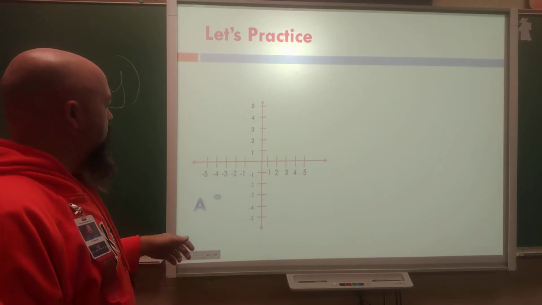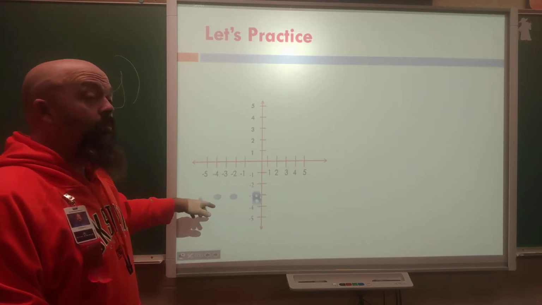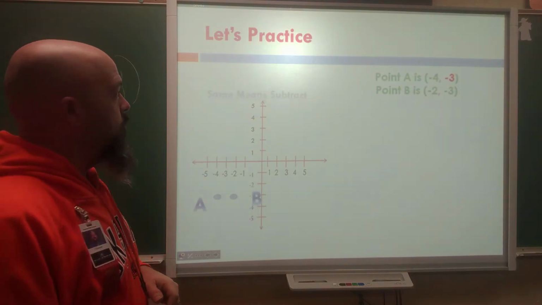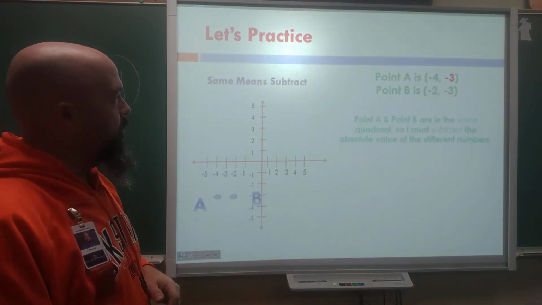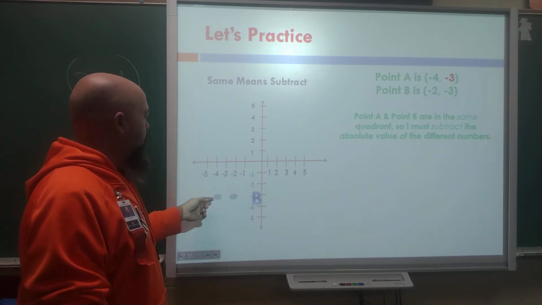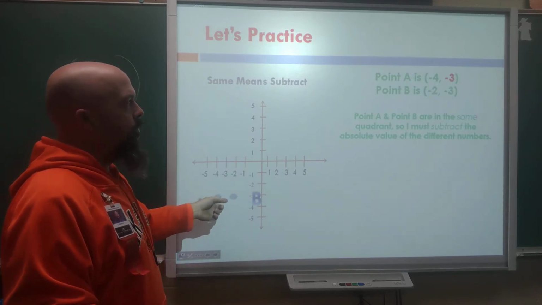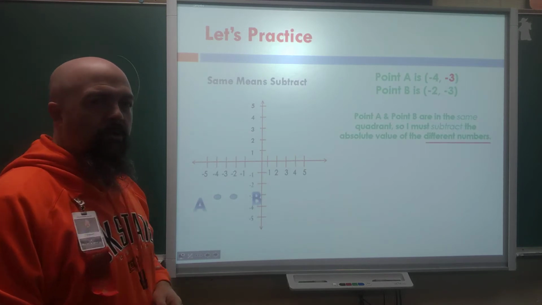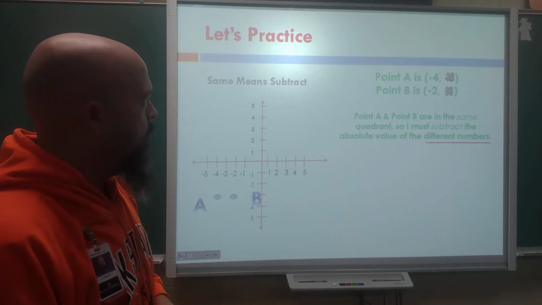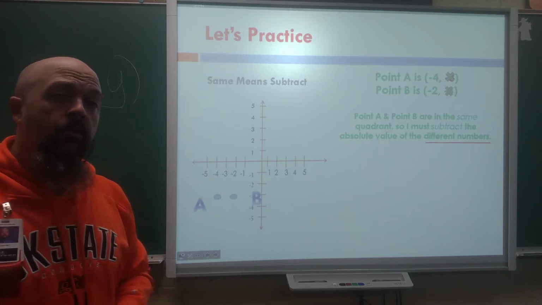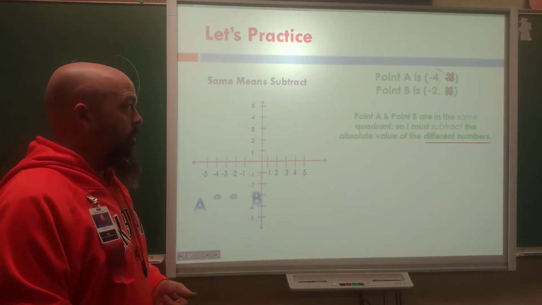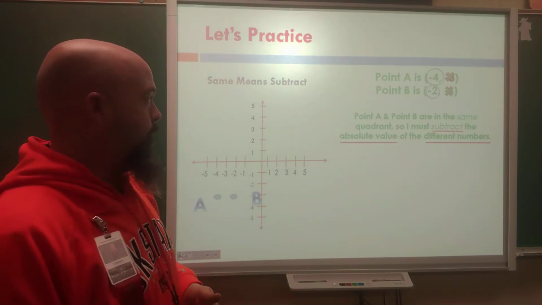Now, let's look at another example. A and B this time. What do you know? They're in the same quadrant. Also, we are looking at a point that is at that same y coordinate at -3. So that's going to be our same number that we can ignore. We're looking at -4 and -2 as our 2 in the same quadrant. Same means subtract.